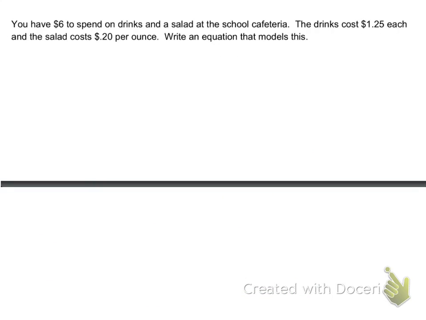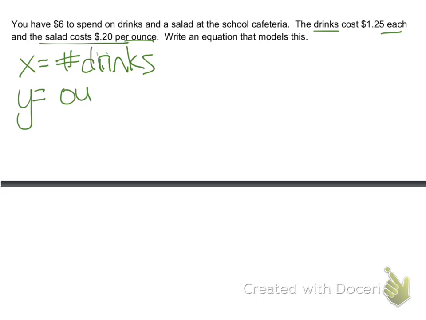And finally, you have $6 to spend on drinks and a salad at the school cafeteria. The drinks cost $1.25 each, and the salad costs 20 cents per ounce. Write an equation that models this. So this is, to some extent, an exercise in figuring out how to define your variables. So our overall cost is going to depend on the number of drinks we have, so we can let one of our variables represent the number of drinks. And our total cost is also going to depend on how much salad we get. So our y is going to be our ounces of salad that we're going to get.